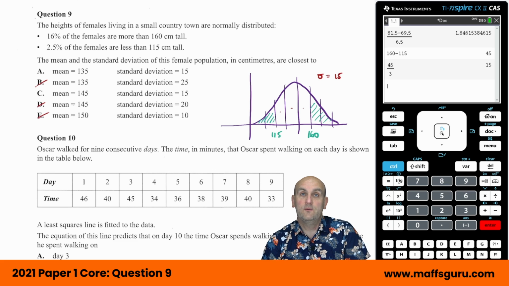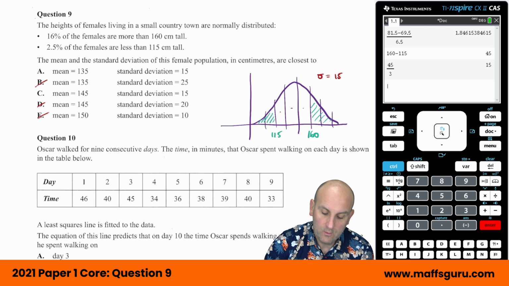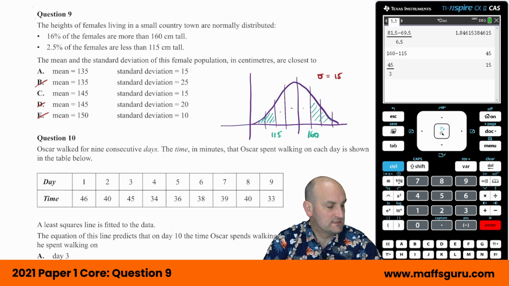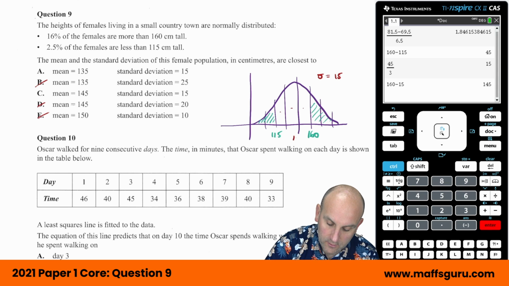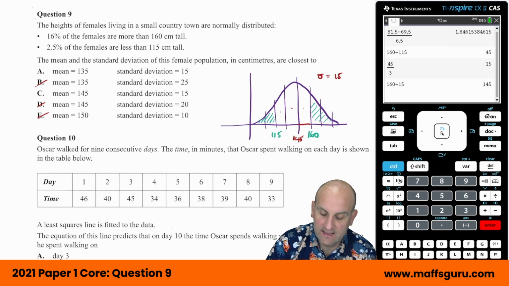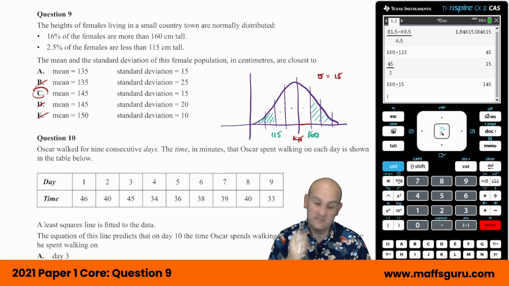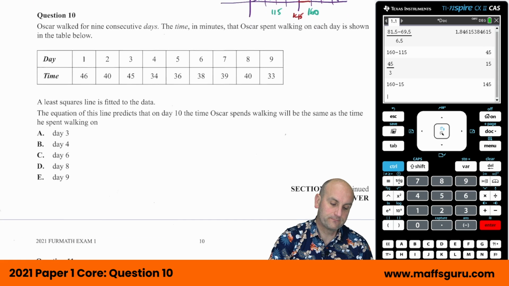So all I've got to do now is find my mean. How do I do that? Well, I now know that each gap is 15. So I can now do 160 minus 15 gives me 145. I just know that that gap there is 15. So 145 gives question 9C as my correct answer.